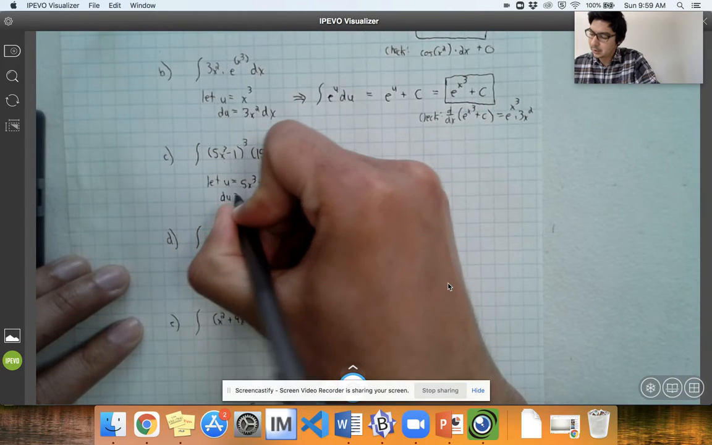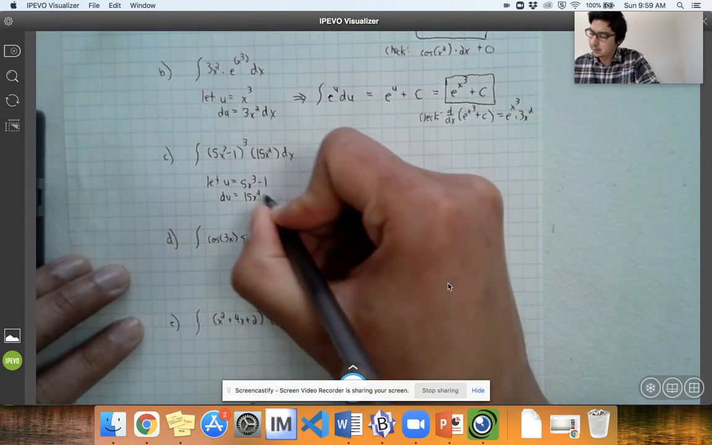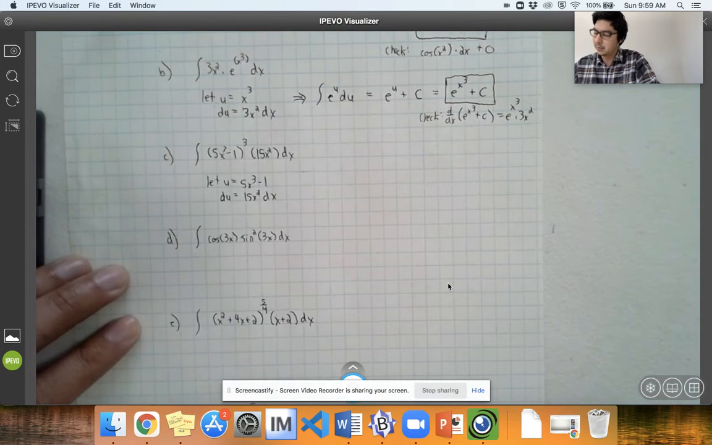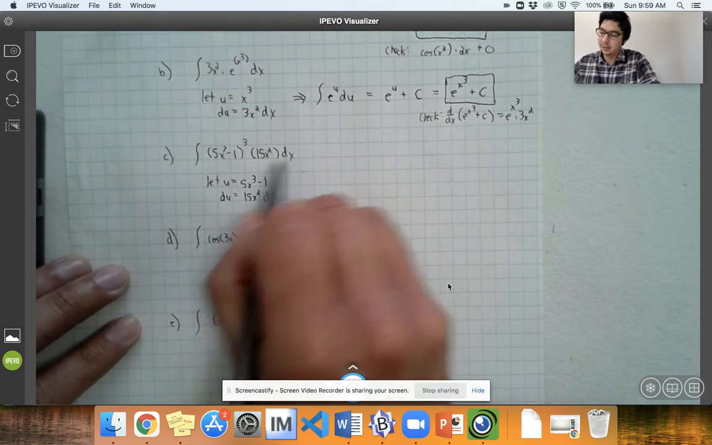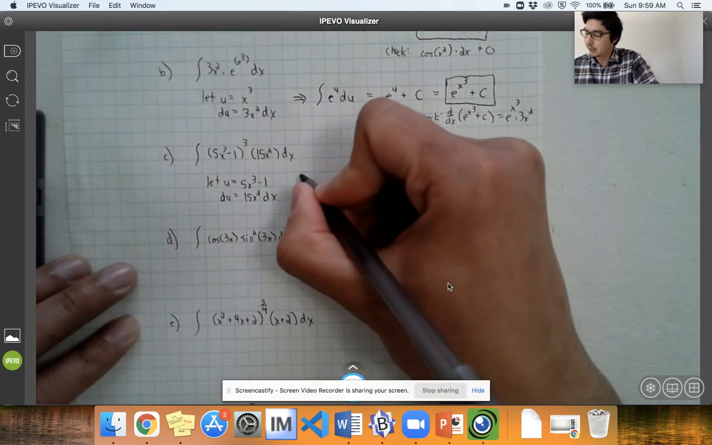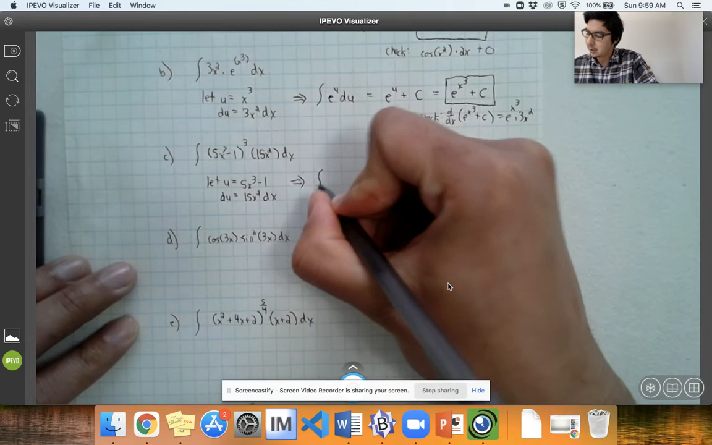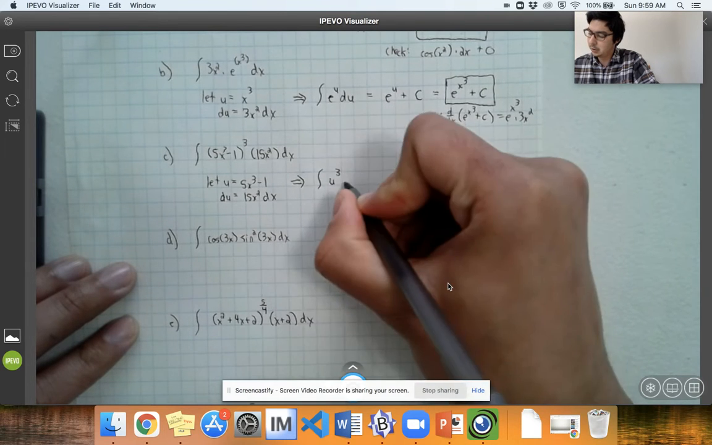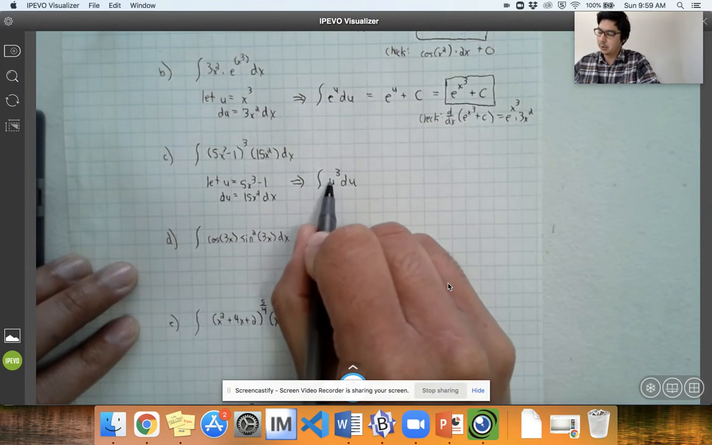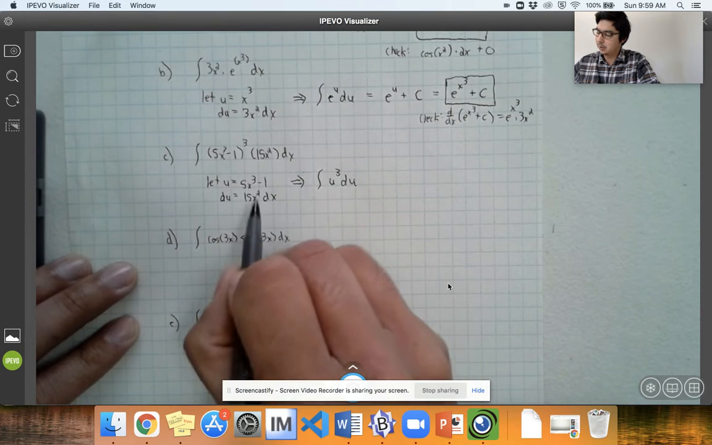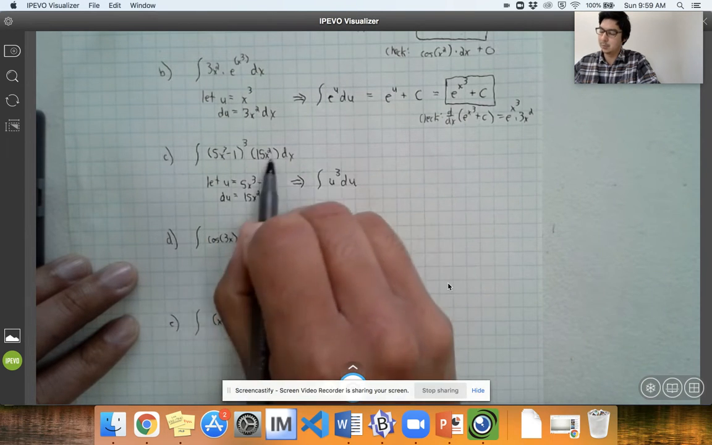And then du is going to give us 15x squared dx. And that's great, because I can see that that's going to fill in this part of the integral. So I can rewrite this integral as u to the third du. U to the third would be 5x to the third minus 1 to the third. Du is the 15x squared dx.